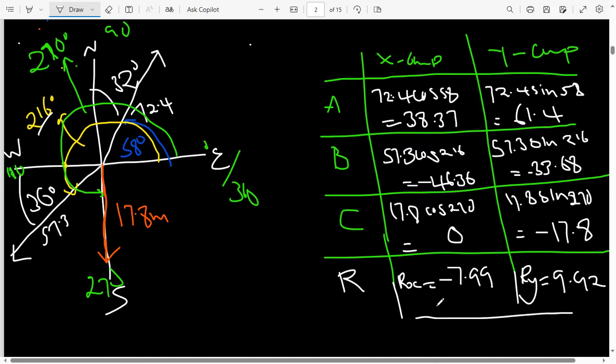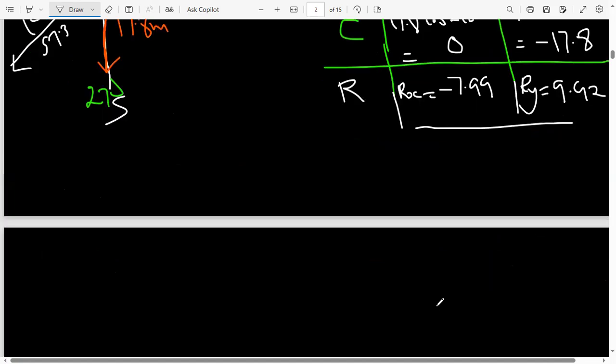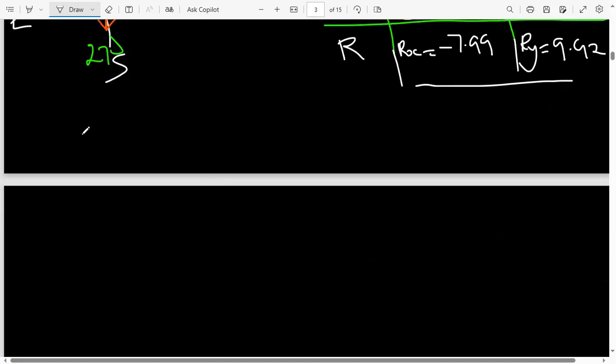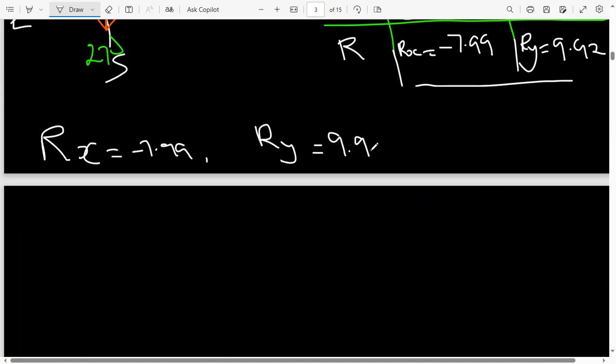Okay, so we now have whatever we need to find the resultant distance, or the resultant displacement, and we also have whatever we need to find the angle. So let's write these here: Rx is minus 7.99, Ry is equal to 9.92.